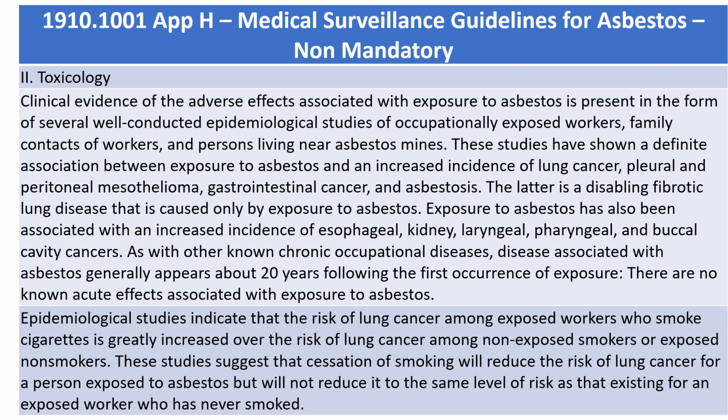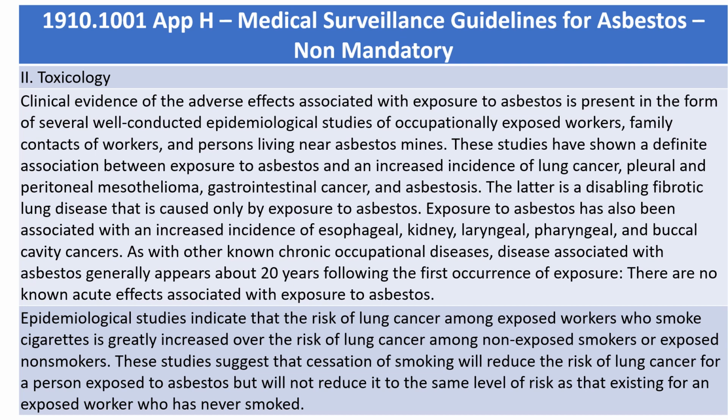Exposure to asbestos has also been associated with an increased incidence of esophageal, kidney, laryngeal, pharyngeal, and buccal cavity cancers. As with other known chronic occupational diseases, disease associated with asbestos generally appears about 20 years following the first occurrence of exposure. There are no known acute effects associated with exposure to asbestos.